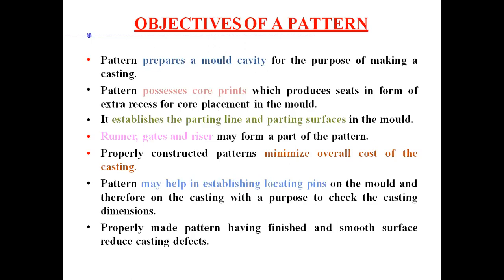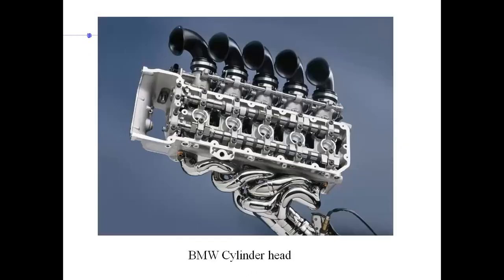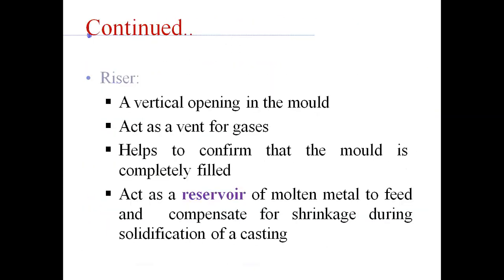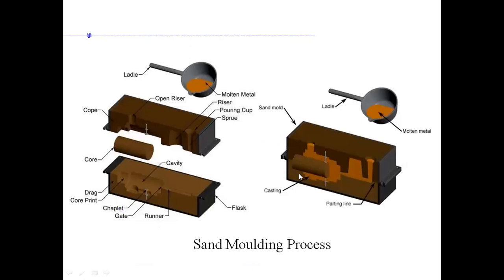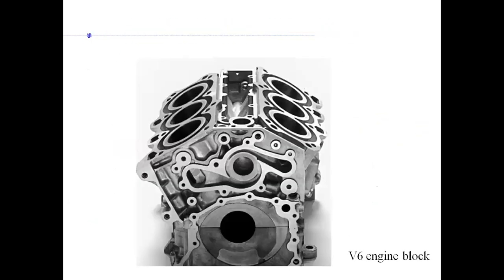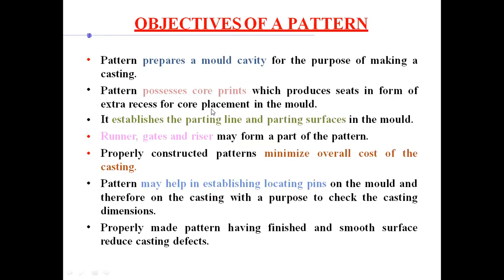As I was talking about, you keep those core prints if you want to have internal features. So it possesses core prints which produce seats in the form of extra recess for core placement in the molds. You see, in that example, even that recess is made, just so that this pattern can be held in place. That's what it means. It establishes the parting line and parting surfaces in the mold, right? That is also another objective, to establish the parting line.